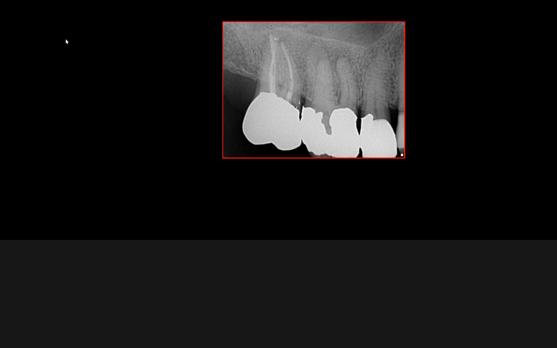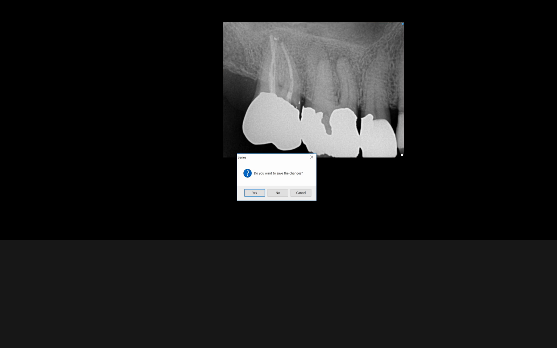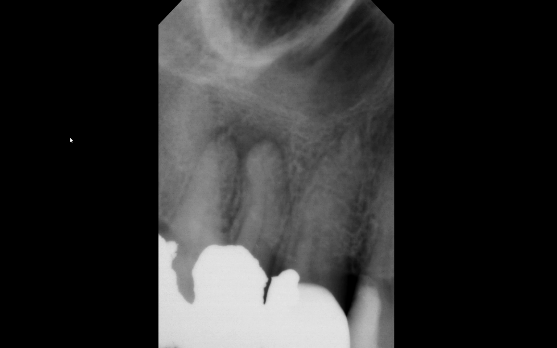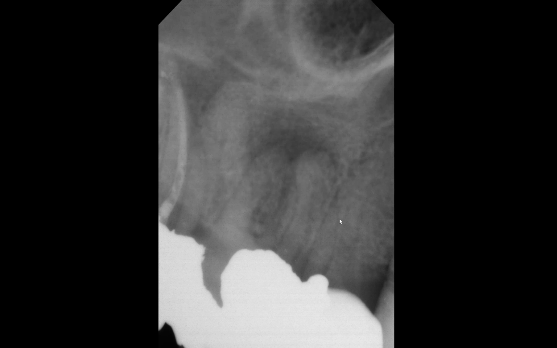Alright, so that was in March, and after clinical examination they decided to do root canal therapy on number 3. So let's go through a series of periapical radiographs during the root canal therapy. So here's number 3. Clearly we see periapical radiolucency, and there's another view of number 3.